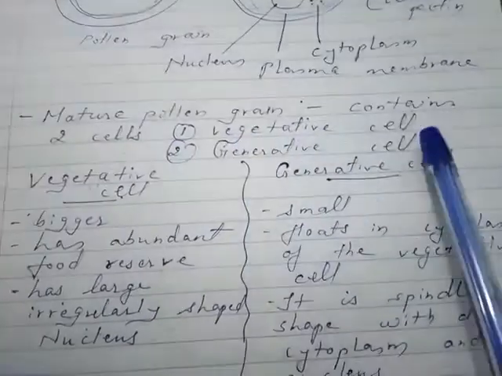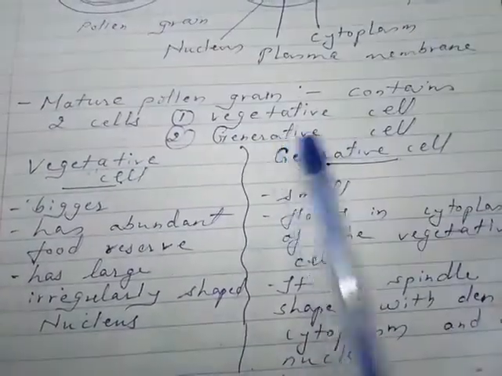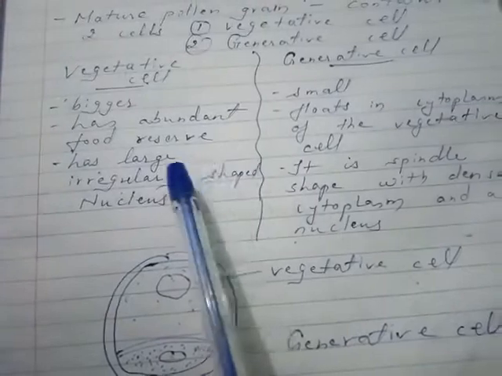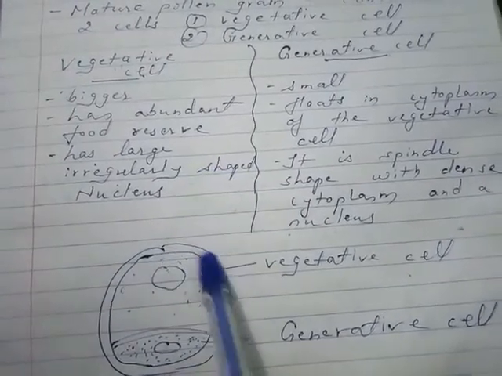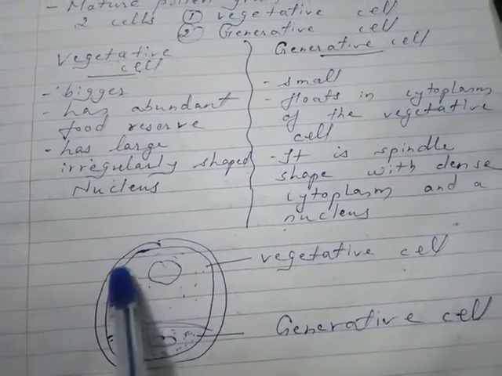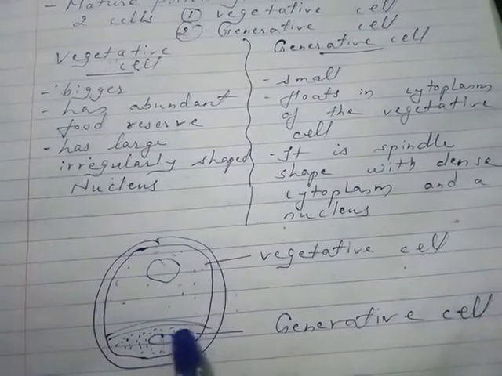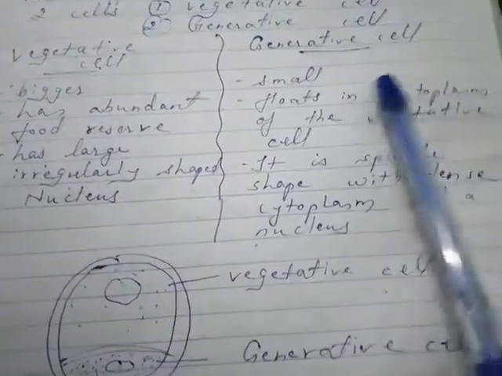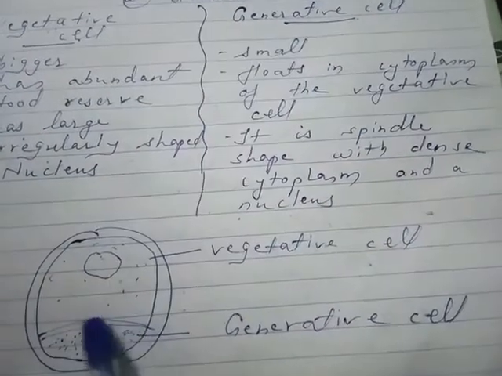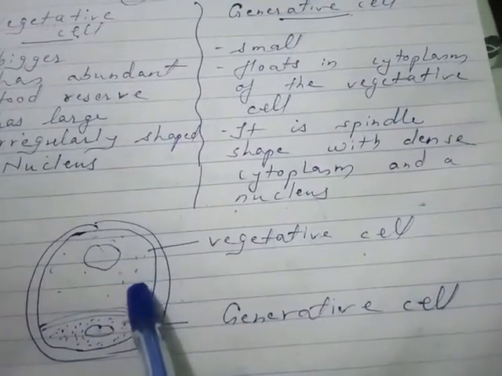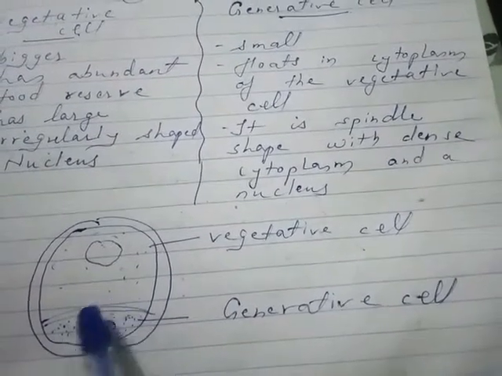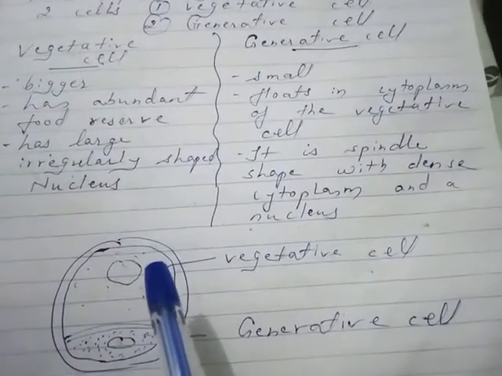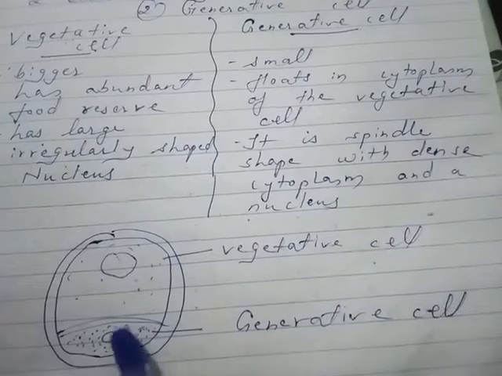Now a mature pollen grain contains two cells, that is the vegetative cell and the generative cell. The vegetative cell is bigger, has abundant food reserve and a large, irregularly shaped nucleus. The generative cell is small and floats in the cytoplasm of the vegetative cell. It is spindle shaped with dense cytoplasm and a nucleus. So the pollen grain has two cells, the vegetative cell and the generative cell.